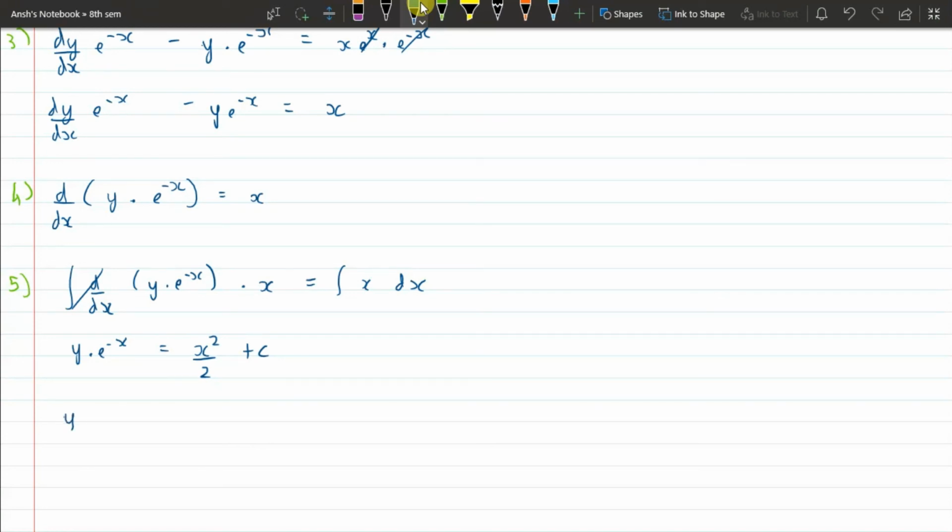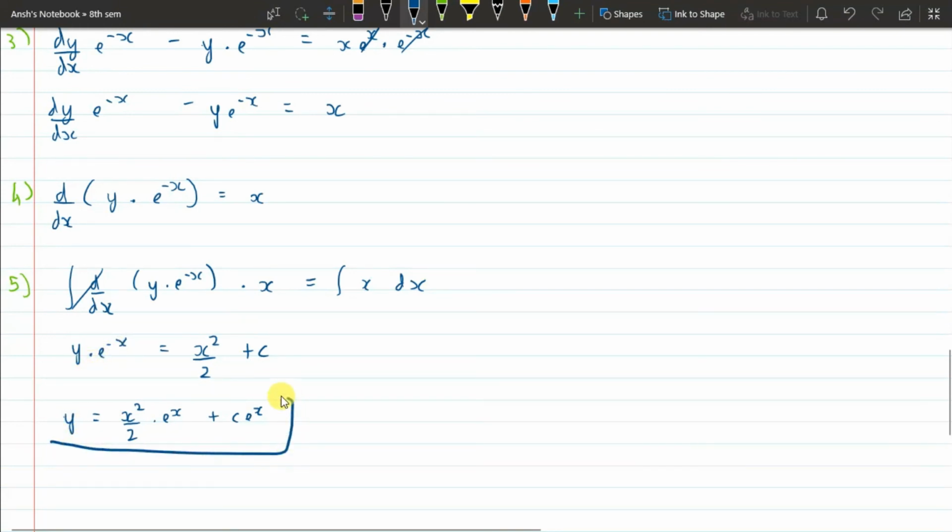And let's rearrange this a little more to get y. So we multiply both sides by e to the power x. So we are left with y equals x square over 2 into e to the power x plus c e to the power x. On the left hand side, e to the power x and e to the power minus x just cancel out, and we have hence solved for y as a function of x. So this is the general method for solving first order differential equations.